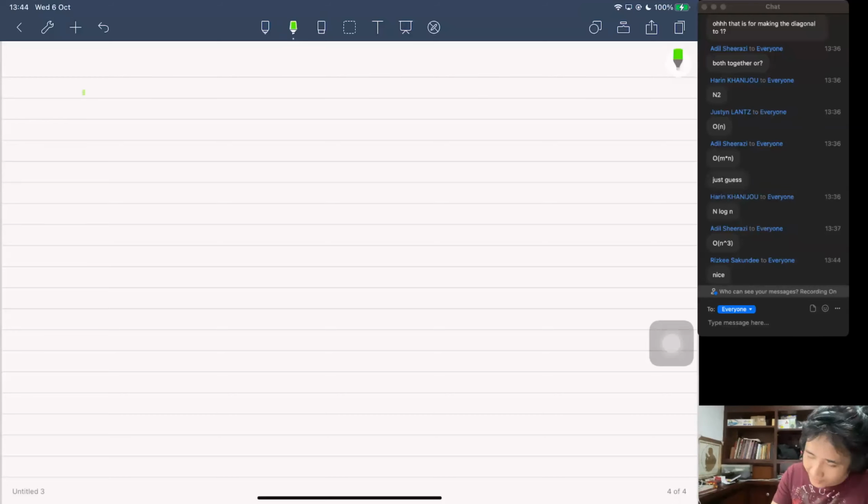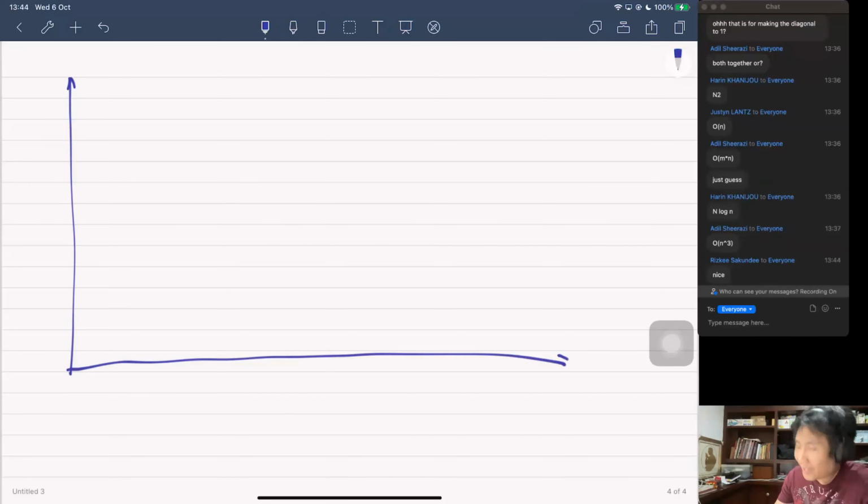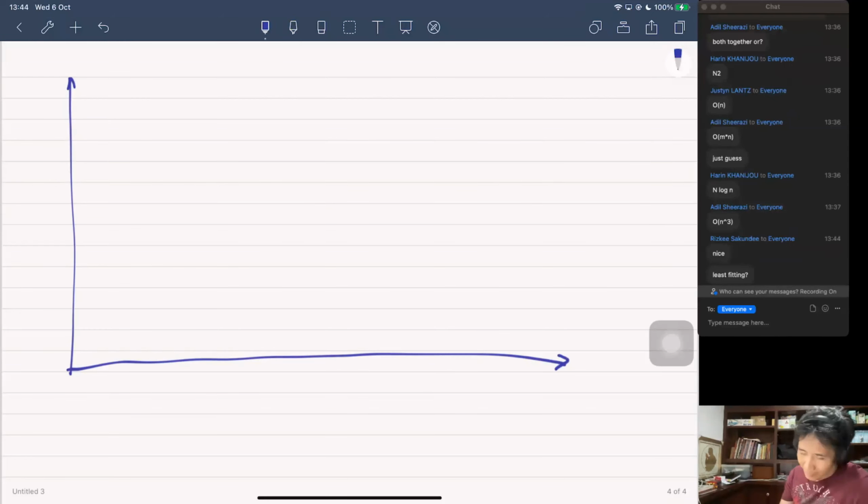Okay. So here's a problem. Like I said earlier, we have the data point. You could do the weight and the height. Let's say the height and the weight.